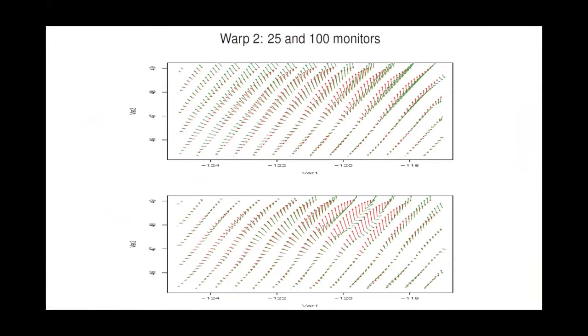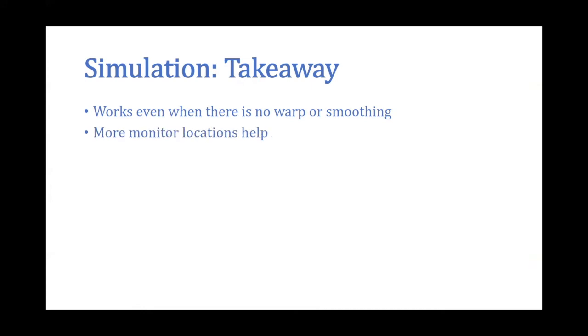This is another warp that we tried. It's a little more complicated than the last one. As you can see, even with 100 monitors, we're having a little hard time to catch it perfectly. It works with 25 monitors. So, but these are all expected. So these are the takeaways from this simulation study. The model works pretty well, even when there is no warp or no smoothing. More monitor station locations always helps in estimating. And then the more complicated the warps are, the harder they are to capture.